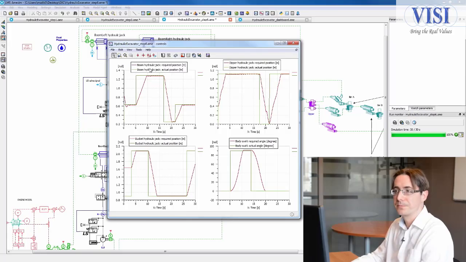So now we have different possibilities of using this real-time model. The first one can be for control unit validation. This model can be exported to any real-time platform, dSPACE, ETAS, and so on, and can be used by control engineers to validate their real ECU.